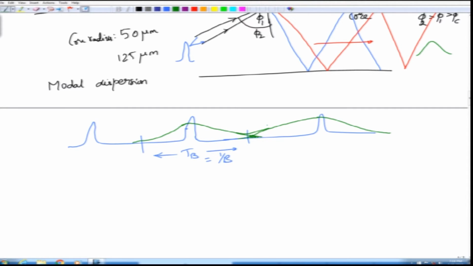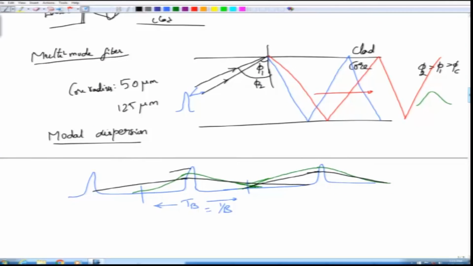Okay, if you were to wait for a longer time, what would happen is this pulse would be wide enough that it will start occupying the neighboring slots, and therefore you will not be able to send pulses at whatever rate you want to send because of this broadening mechanism. And this broadening mechanism happens because of what is called modal dispersion. Sometimes it is called intermodal dispersion. It is dispersion between two different modes of propagation inside a multimode fiber.